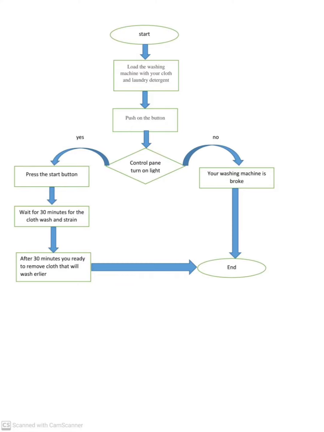If the control panel does not turn on the light, your washing machine is broken. So you should go repair it or buy a new one. And that's it. The simple way to use the washing machine properly.